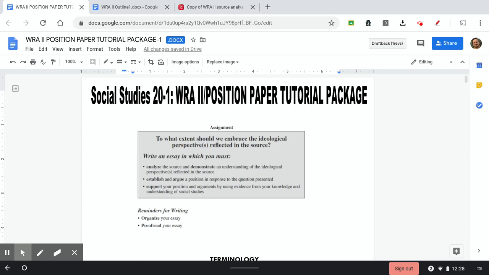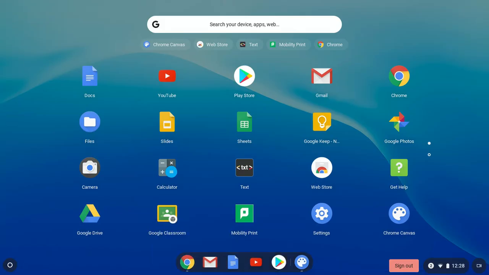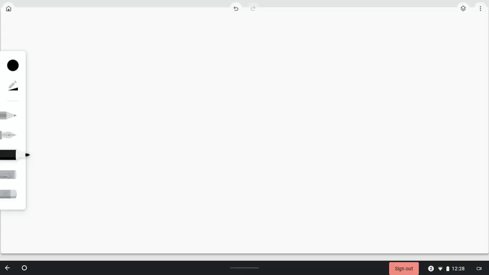Now I'm going to move between screens here. I'm going to go to this canvas to just show you a little bit about the structure of a WRA2. Paragraph 1. This is going to be something that you've done before. Now it's a little bit different, but essentially the same as a WRA1. Paragraph 1 is a source analysis.